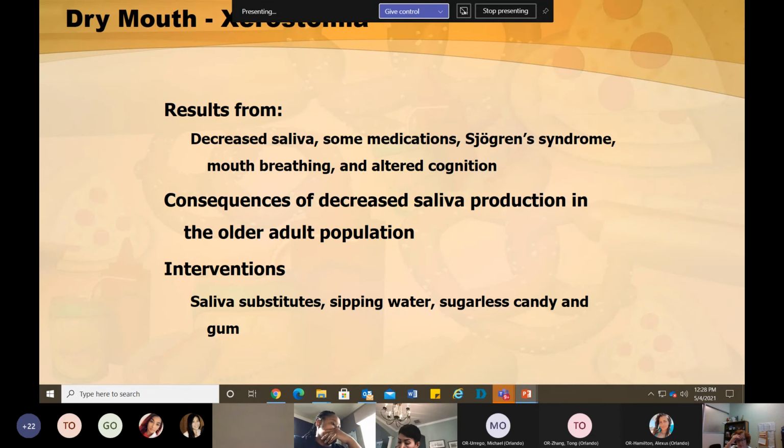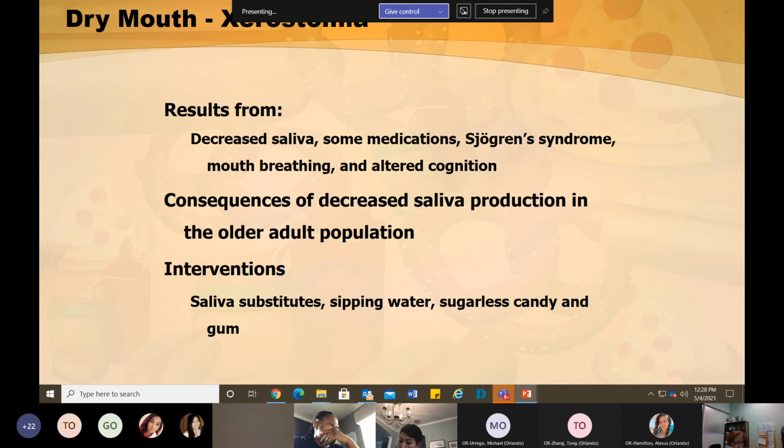So xerostomia, what can we do about it? We've already said that it's got decreased saliva. Some medications can cause it. There's a syndrome, Sjogren's syndrome, which is dry mouth. We see dry mouth in patients, remember, with rheumatoid arthritis. We talked about that earlier this morning. They tend to have a terrible time with dry mouth, xerostomia. Mouth breathers also tend to keep their mouth open, and so when they breathe in and out, it dries their mouth so badly. And of course, cognition will affect some of this dry mouth as well.